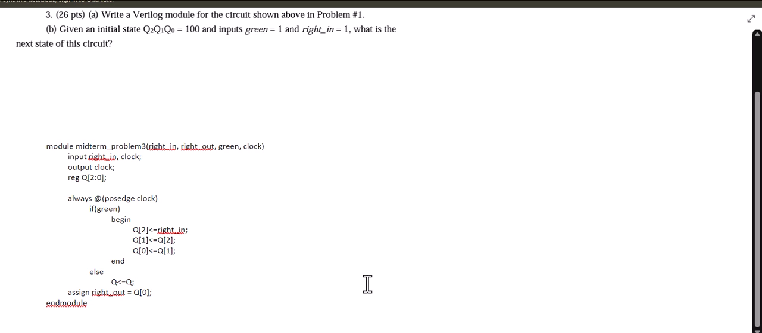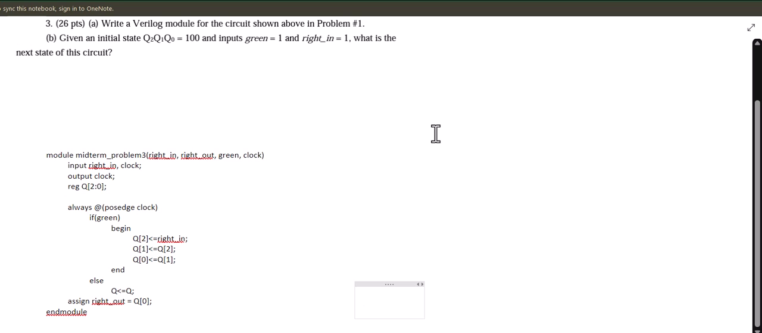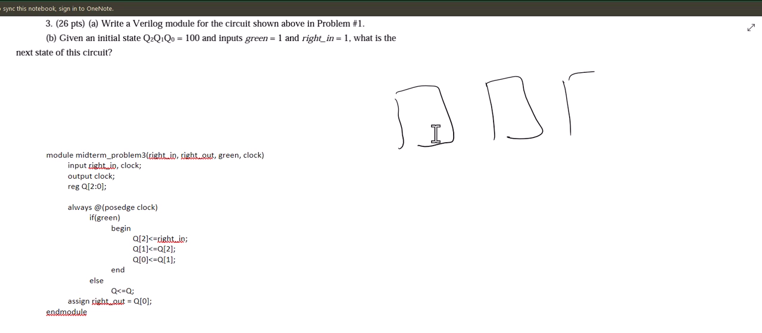Okay, so now the second part of the question said, given an initial state of Q2, Q1, Q0 equals 1, 0, 0, and green equals 1 and write in equals 1, what is the next state of this circuit? Green equals 1, and we know that was the shift right. So we had our flip-flops, 2, 1, 0. I'm not going to draw them all the way out. This one was 1, this was 0, this was 0. Write in is 1, and write out we aren't told.